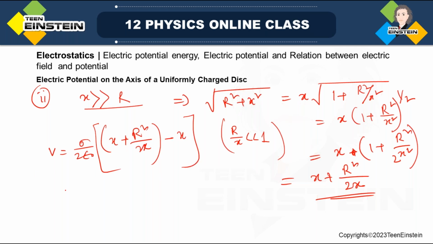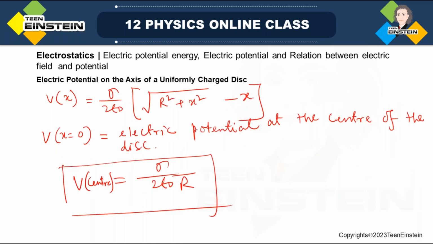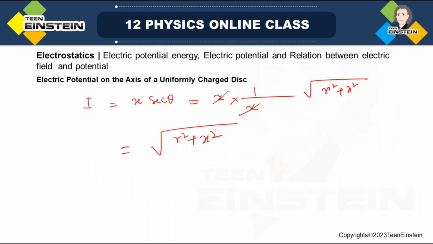So what will be the value? This x will cancel anyway. So sigma r square by 4 epsilon naught x, that is q by 4 epsilon naught x. I think pi also will be there, pi also will be there because, let me check.